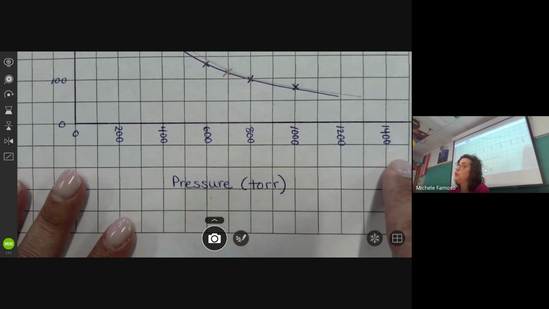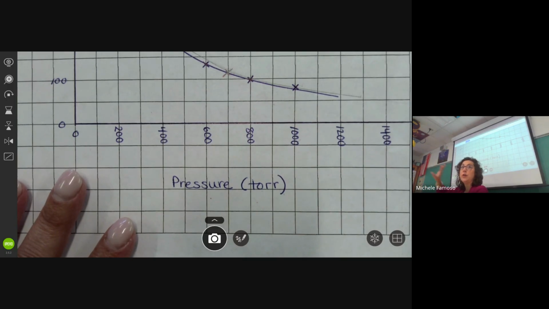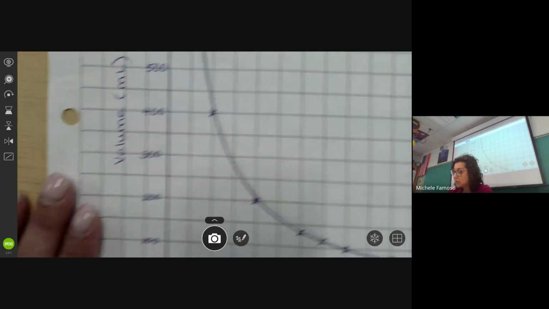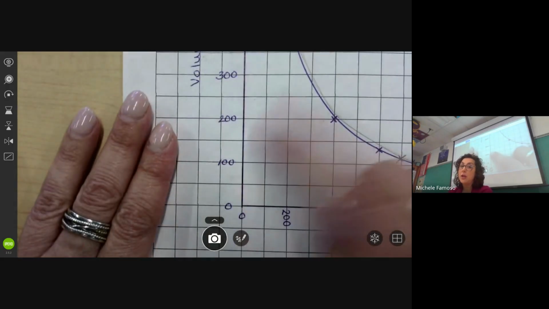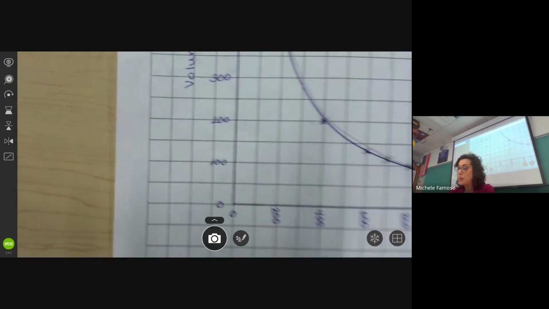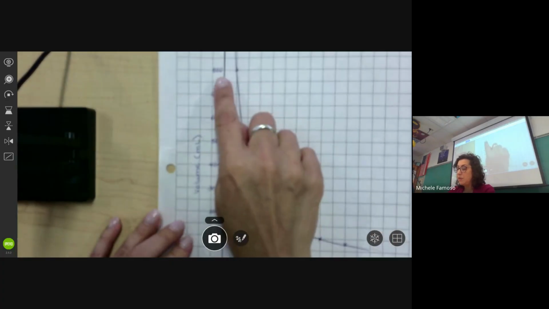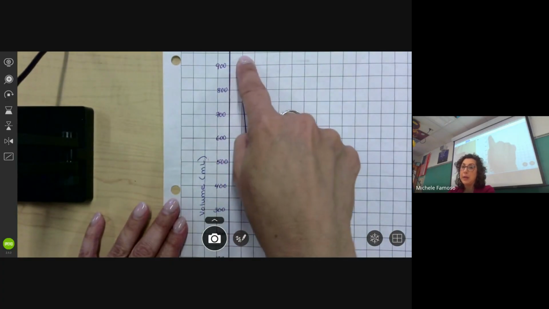You want to always make sure you can go beyond, because sometimes we have to extend our lines to figure out what would happen if we increased a value beyond what's there. Same thing on the y-axis. I did every other line as 100 because I had enough room, and that gets me to the maximum value I was given on the volume scale of 800 and beyond.